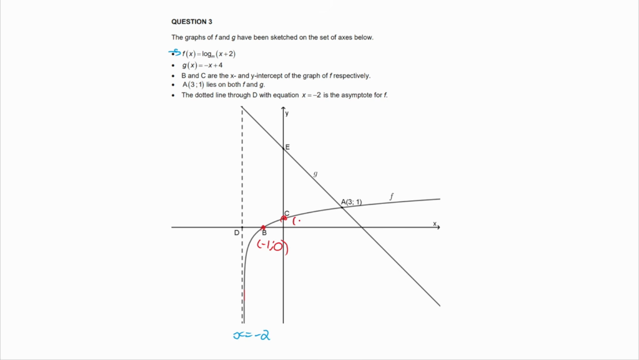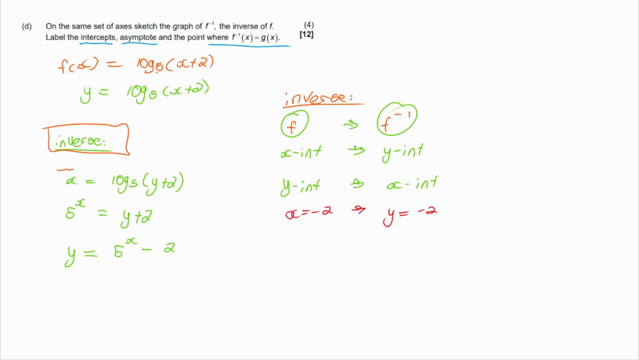C is the point 0, 0, 4. Okay, and we know that G and F intercept at 3, 1. Okay, now we need to deal with the inverse. You don't even have to show working for any of this. The most important thing here is we need to label the intercepts, the asymptote, and the point where these things are equal. That's where we get our marks. We don't get marks for working.